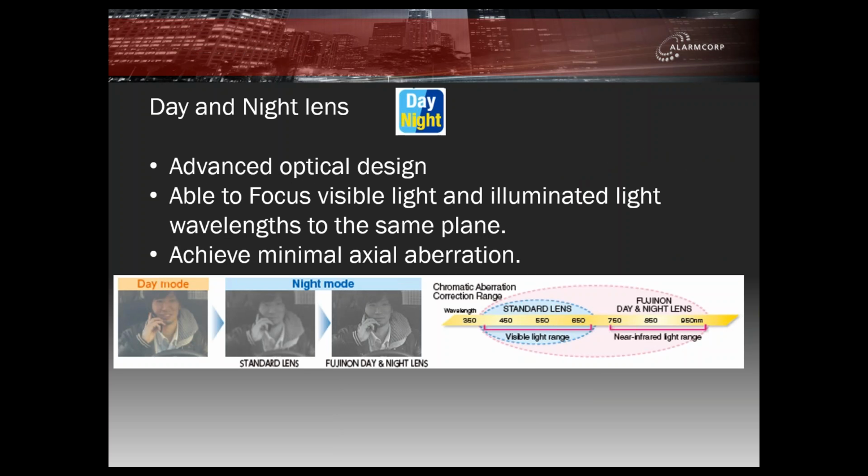We'll talk about some of the special treatments that are available. The most notable is day-night. As you can see, the night mode function of a day-night camera is becoming a big trend in the market, which uses the infrared zone area of 700 nanometers to 1,000 nanometers of wavelength in the light spectrum.